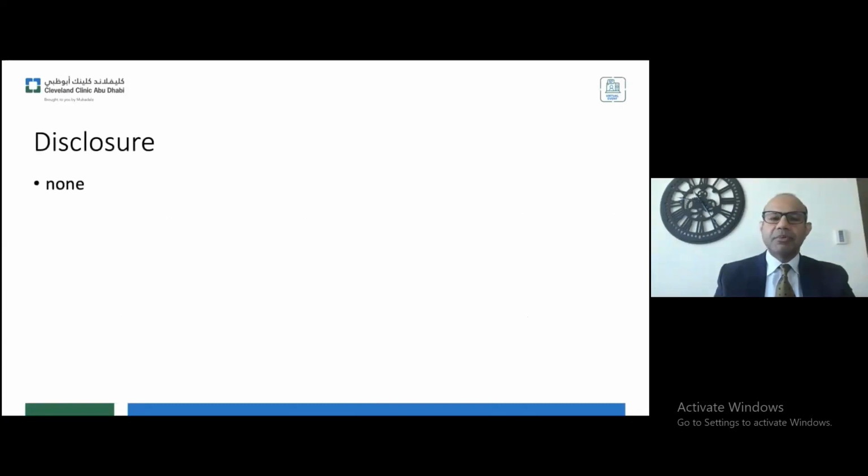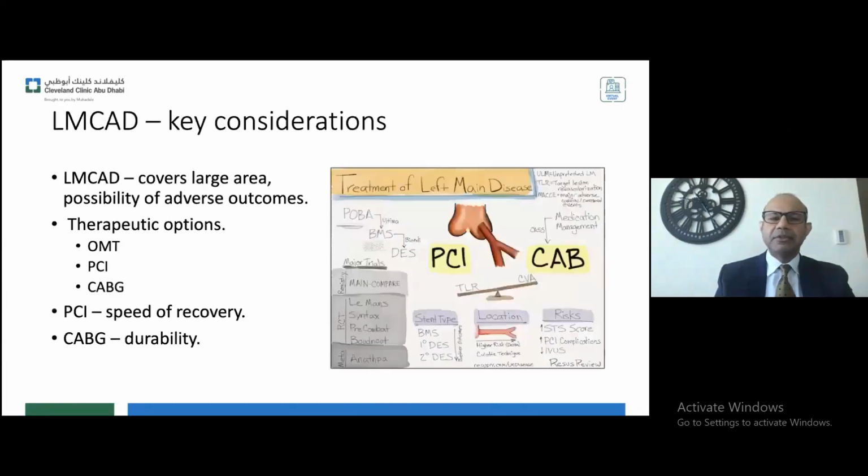I have no disclosures to report, and I would like to review some basic tenets of left main coronary artery disease. We all agree that it tends to a very large area of the myocardium, and pathology in this area can lead to serious adverse health issues for the patient. The therapeutic options that exist in this day and age are optimal medical therapy, percutaneous coronary intervention, or coronary artery bypass surgery. Once the disease is advanced enough, the two real modalities that one can offer are PCI or CABG.